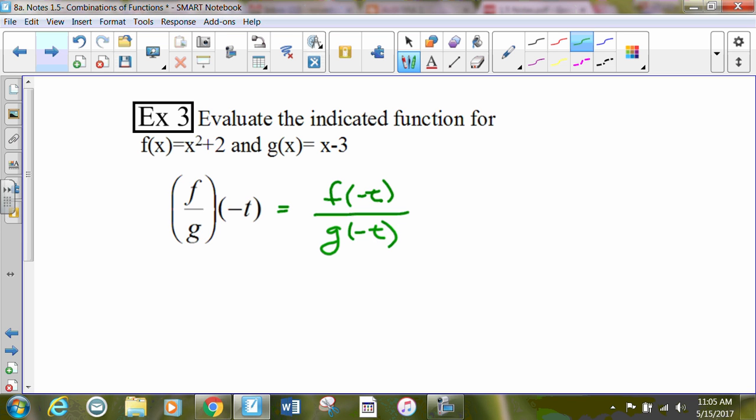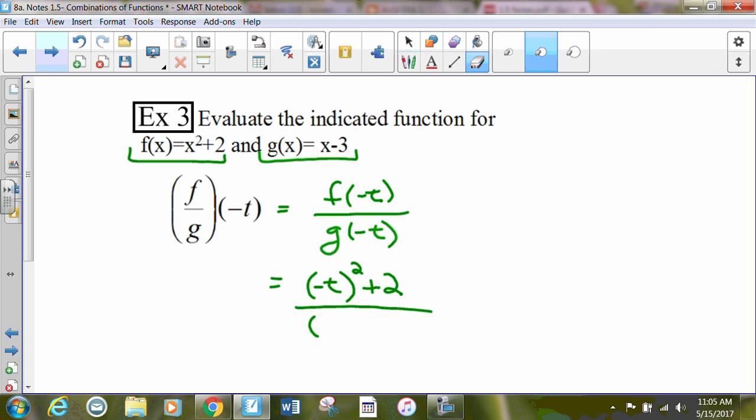So I'm going to look at f of x. That function is equal to x squared plus 2. And I'm going to remind myself that f of negative t just means putting negative t wherever I see that x squared. Okay? Same thing with g of x. If I want g of negative t, that means every time I see an x, I'm going to plug in a negative t. Don't really need those parentheses, do I? All right, so I'll have a negative t minus 3.